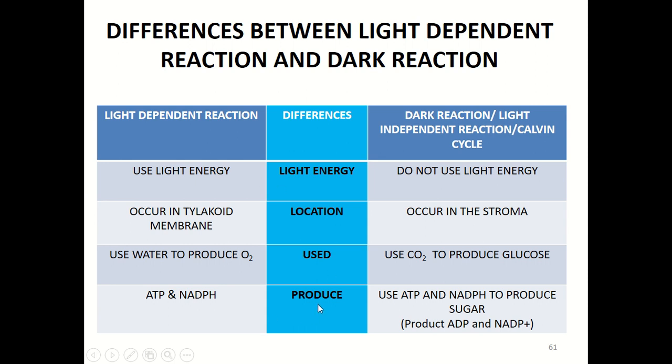And the light reaction produces ATP and NADPH, which will later be used by the dark reaction to produce the sugar, thus producing ADP and also NADP plus.